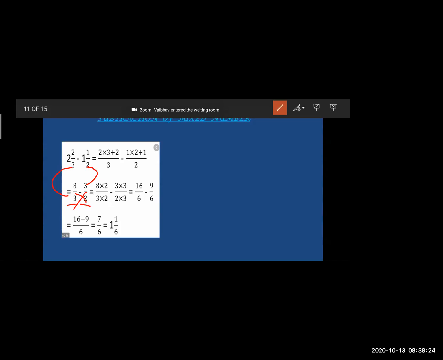So we have 8 multiplied by 2, we got 16. 3 multiplied by 2, we got 6. 3 twos are 6, 8 twos are 16. And here we got 3 threes are 9 and 2 threes are 6. So we have the solution. Now we have the denominators equal.